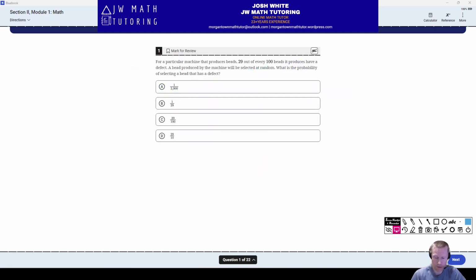All right, so with that said, let's go ahead and get started with question number 1. Here you have a basic probability question, and the answer to this is just going to be letter C. It's 29 out of 100 because there are 100 beads you could choose from. There are 29 that are defective. Therefore, the probability of selecting a defective bead is just 29 out of 100. We can move on to the next question.